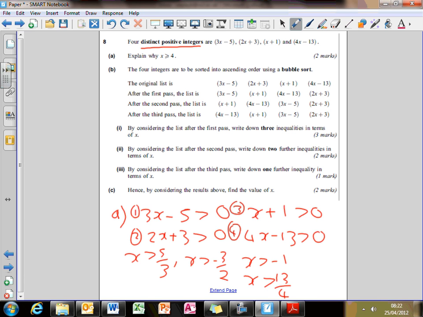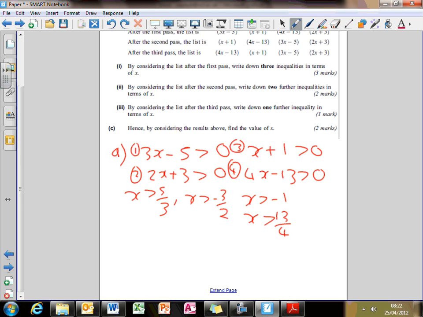So if x is bigger than a number that's a little bit bigger than 3, that means x must be 4 or bigger. So therefore, x is greater than or equal to 4. No sweat there. So I'm going to rub out that space because I want to read the question at the same time. So that's how you answer part A.